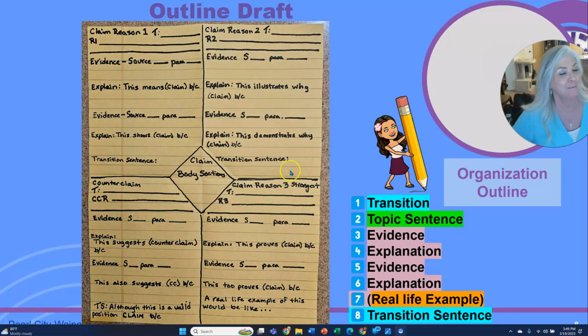All right. Okay, so back to this. We are following the same pattern each time. We have our claim, reason 1, claim, reason 2, claim, reason 3, our counterclaim, claim, reason 3, our strongest one. We always start with a transition. We have our reason, our counterclaim reason, and then always put in evidence, explain the evidence, a second piece of evidence, and explain that piece of evidence. And then a transition sentence to the next body paragraph.